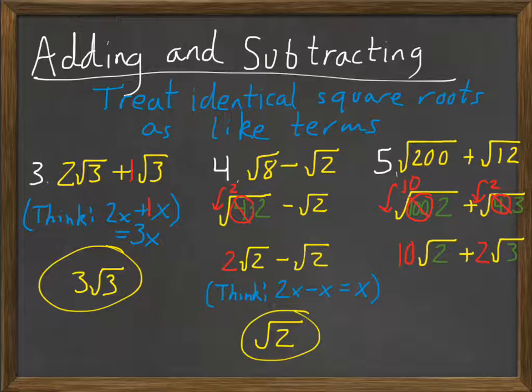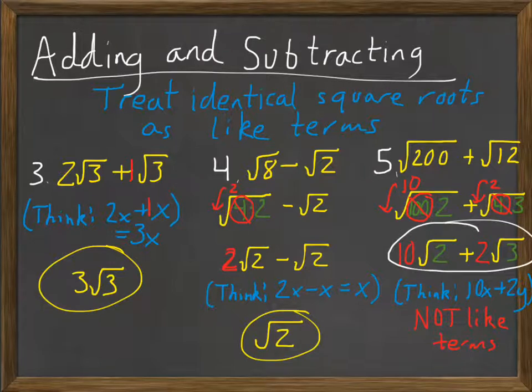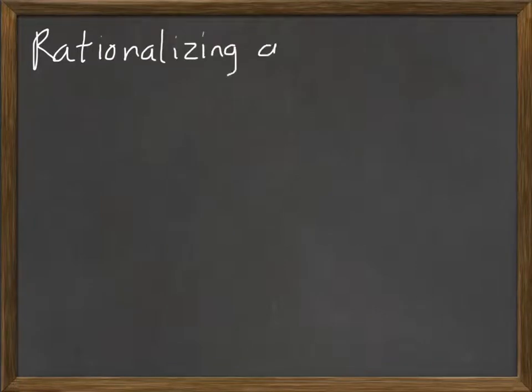Okay? Notice that those two square roots are not identical. So in this case, this is like 10x plus 2y. Those are not like terms. I cannot add 10x plus 2y together and combine them. So this is as simple as it gets. I cannot combine those as like terms, so the simplest way I can write it is 10 square root of 2 plus 2 square root of 3. That's it.